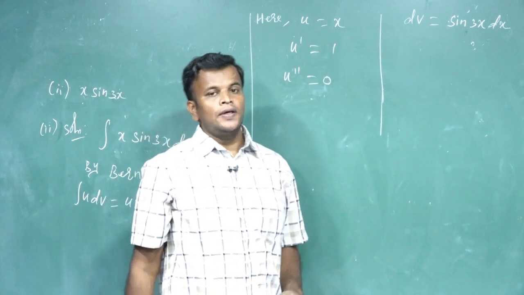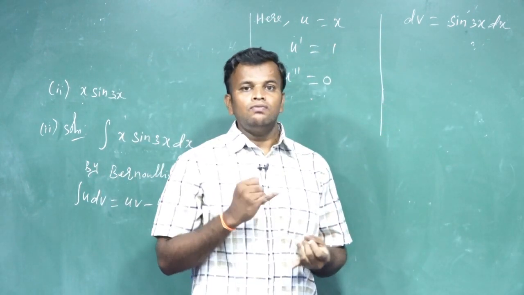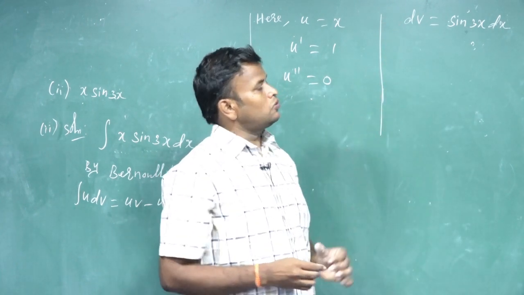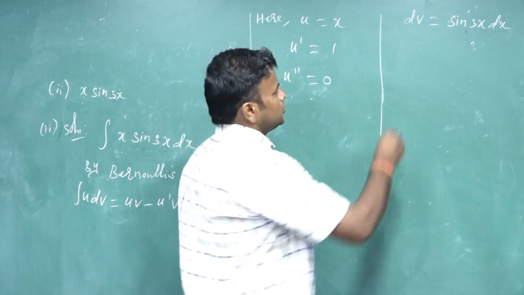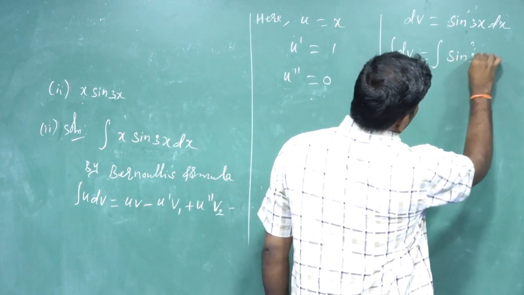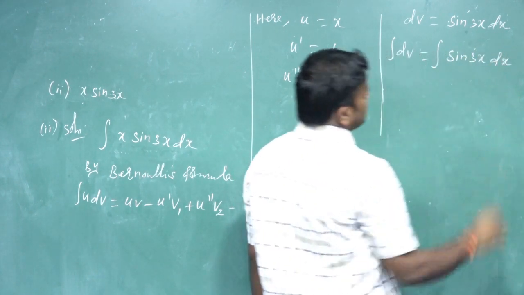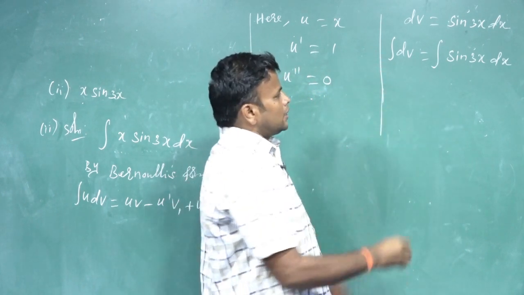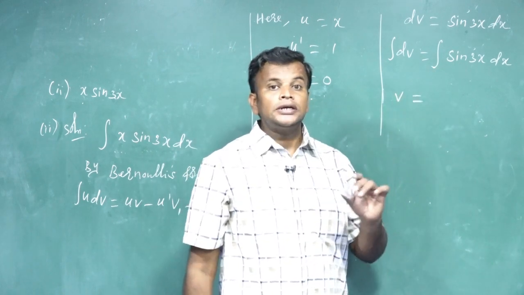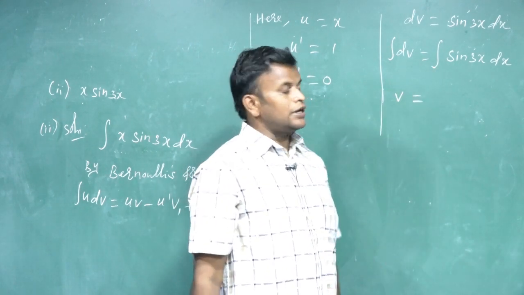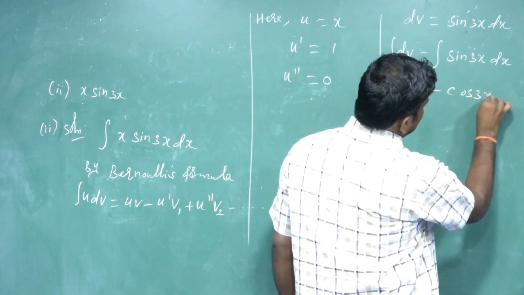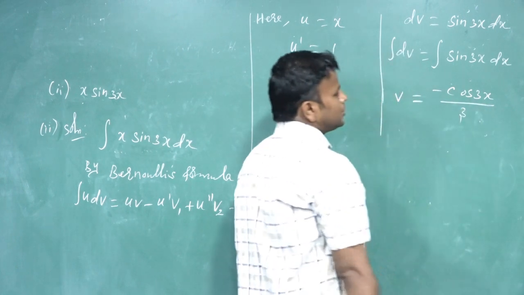Now we move to dv. In our RHS term, v1 are in 1. But dv is there. In dv, how to find v? Taking integration. So taking integration on both sides, integration of dv is equal to integration of sine 3x into dx. Integrating of dv is v. What is the integrating of sine 3x? Integrating of sine is minus cos. So minus cos 3x, I write whole divided by 3.